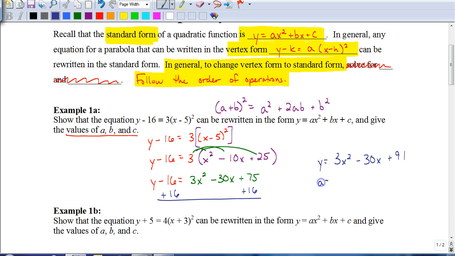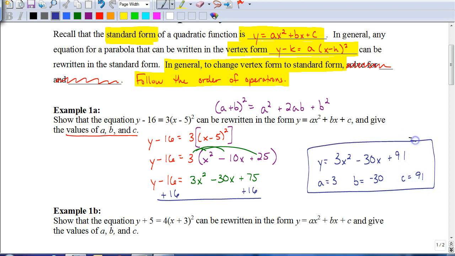So a is the number that's attached to the x squared, which in this case is 3. b is the number in the middle. And we don't include the variables with a, b, and c here. So b is just negative 30, and c would be 91. So that's what I want to see with your answers today. I want to see not only the equation written in standard form, but I also want to see you identify what a, b, and c are.